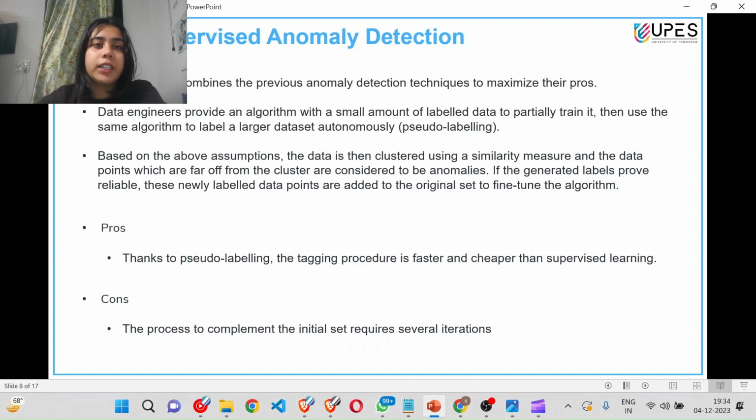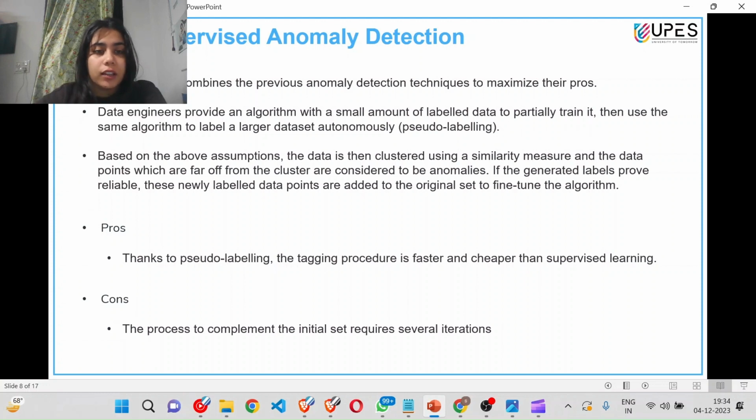Semi-supervised anomaly detection. This approach combines the previous anomaly detection techniques to maximize their pros. Data engineers provide an algorithm with a small amount of labeled data to partially train it, then use the same algorithm to label a larger dataset autonomously. Based on the above assumptions, the data is then clustered using a similarity measure, and the data points which are far off from the cluster are considered to be anomalies.